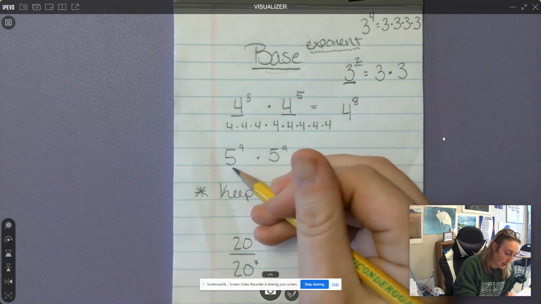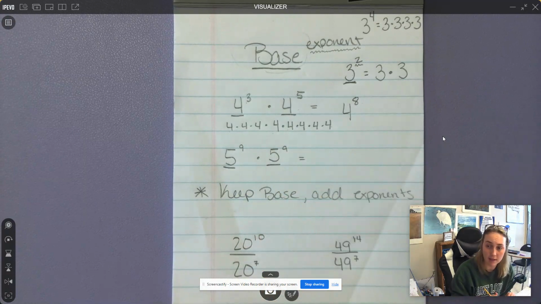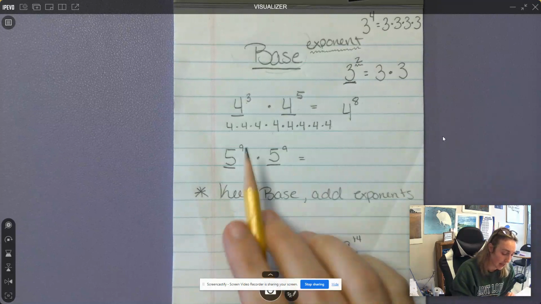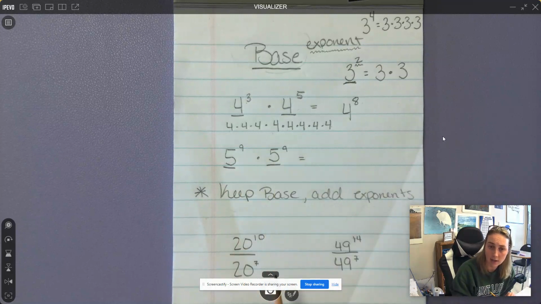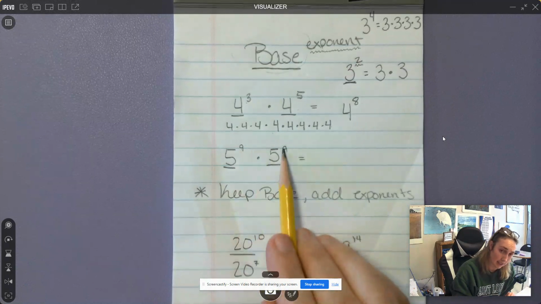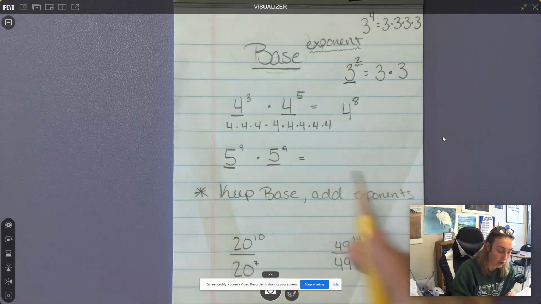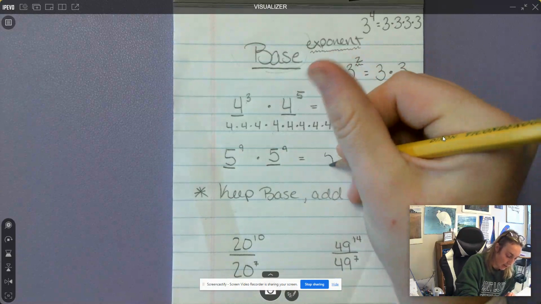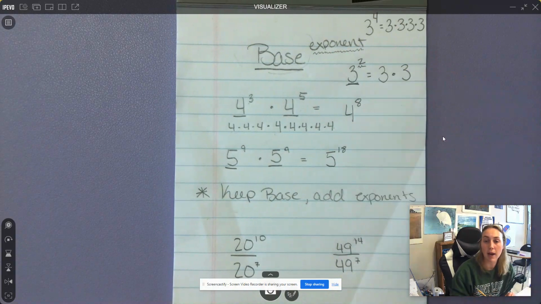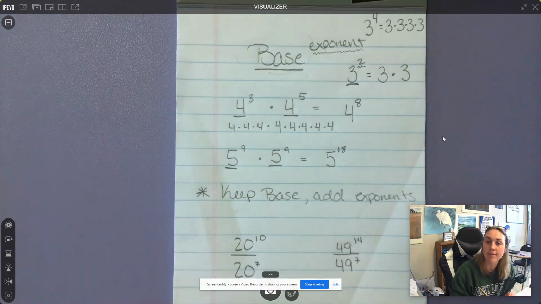The base is 5. That means they have like bases. And all we're going to do is take these exponents and add them together. We're going to keep the base, add the exponents. So 9 plus 9 is going to be 18. So this would be simplified as 5 to the 18th power. And you're done with that.